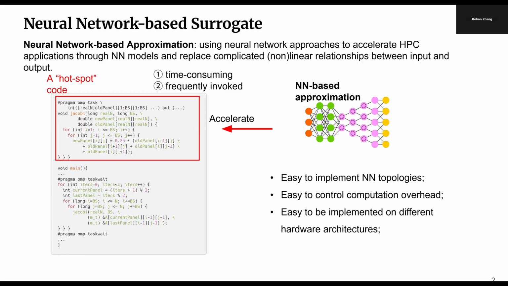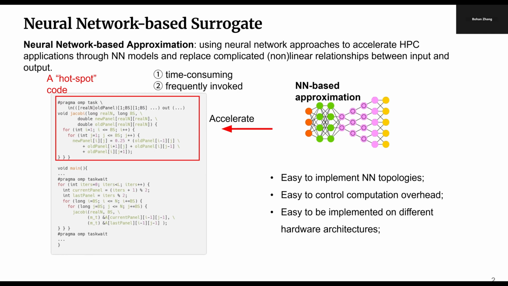The idea of the ML surrogate is to take a hotspot region like this one and replace it with a small neural network, shown on the right, that has learned the relationship between the input and output. So at runtime, instead of executing the expensive original computation, we just run a faster forward pass through the network. Why neural networks specifically?